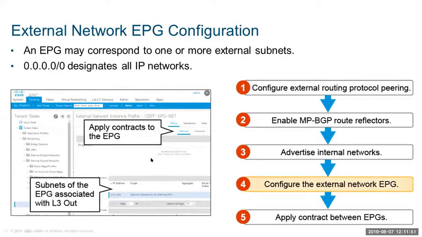They are right there. External EPG, notice it's a quad 0, all IP networks. And then you would have to apply contracts. The contracts tab is here, by the way. With this external EPG, you want to go ahead and apply the contracts. You're going to do that.